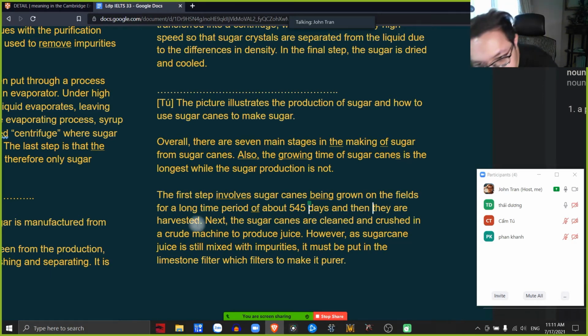And then they are harvested. Next, the sugar canes. Okay, again.